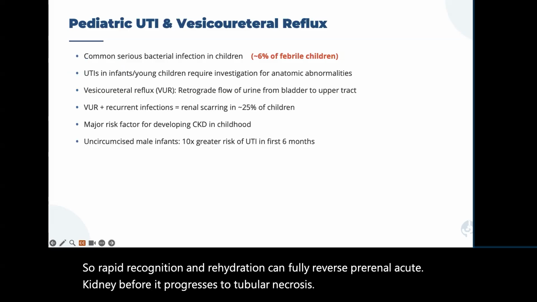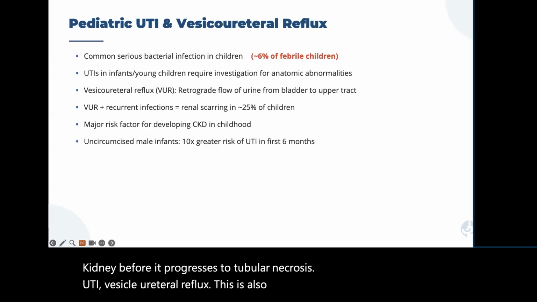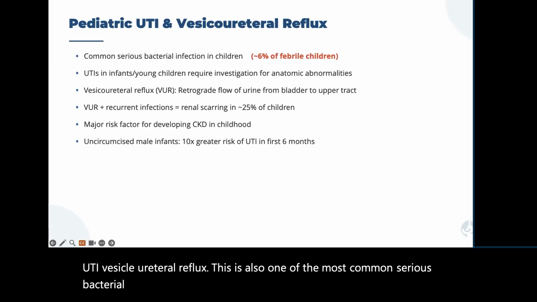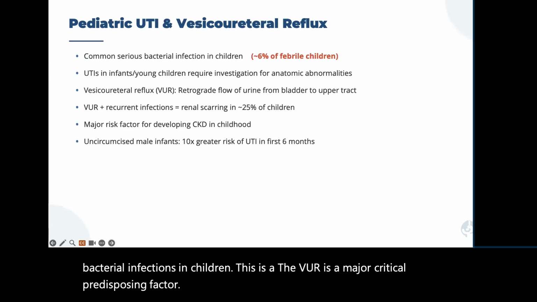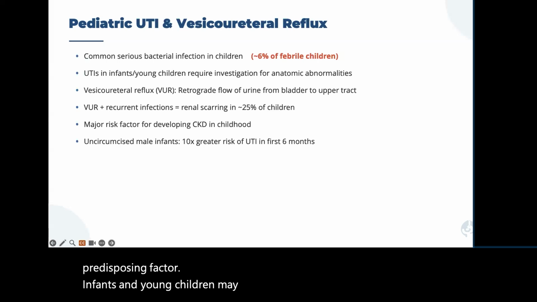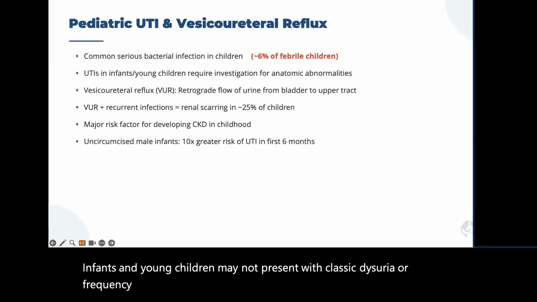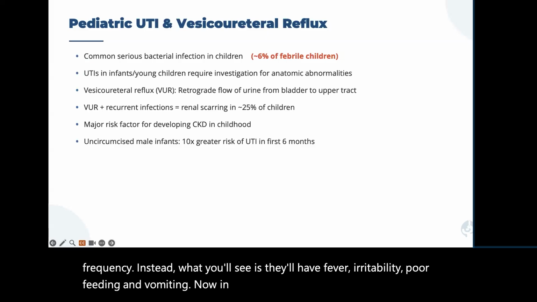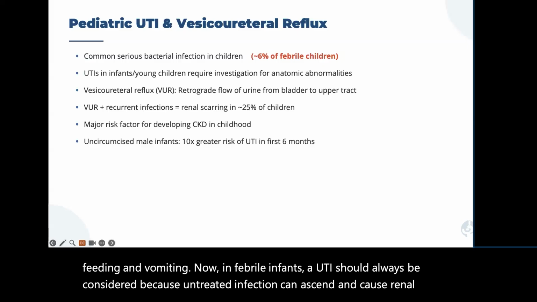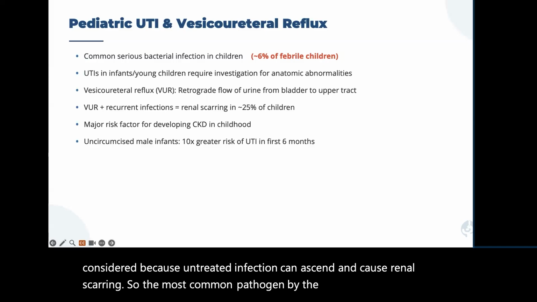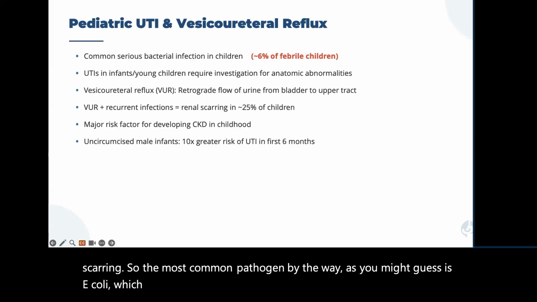UTI, vesicoureteral reflux. This is also one of the most common serious bacterial infections in children. The VUR is a major critical predisposing factor. Infants and young children may not present with classic dysuria or frequency. Instead, what you'll see is they'll have fever, irritability, poor feeding, and vomiting. Now, in febrile infants, a UTI should always be considered because untreated infection can ascend and cause renal scarring. So the most common pathogen, by the way, as you might guess, is E. coli, which accounts for about 80 to 90% of cases.